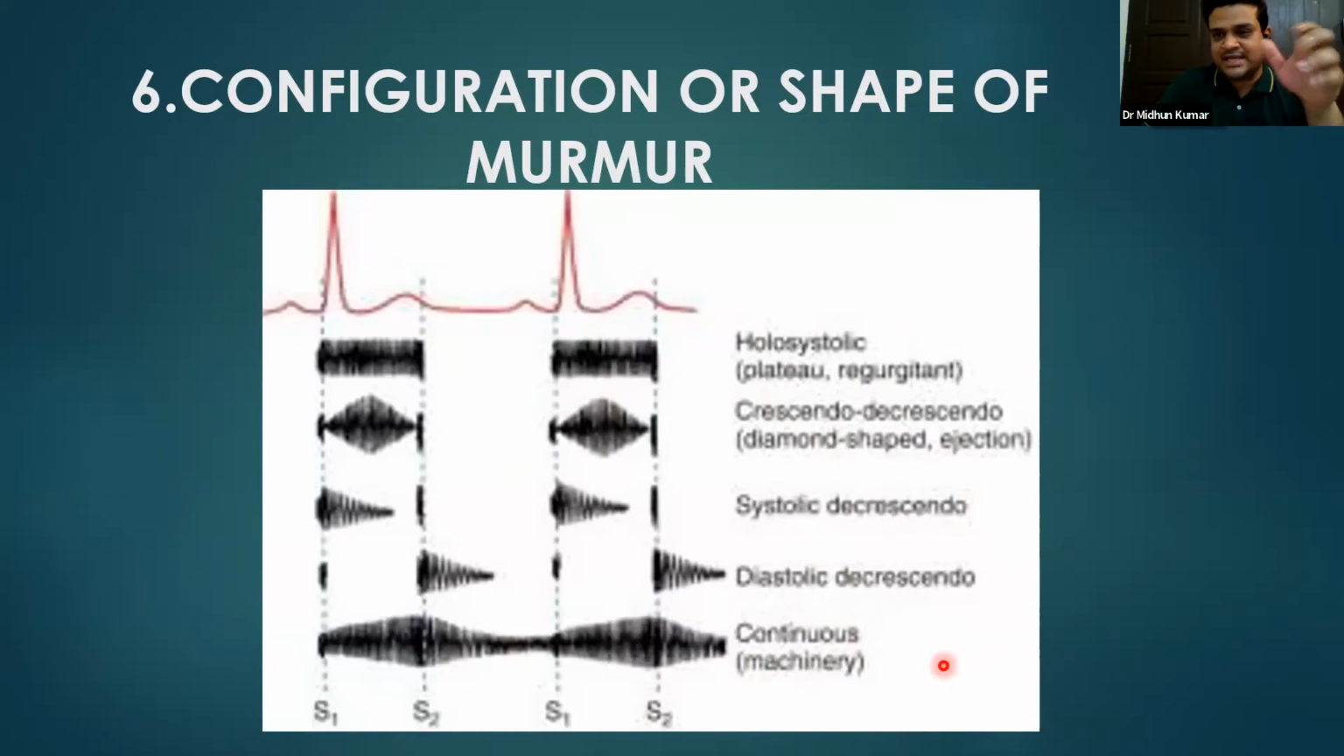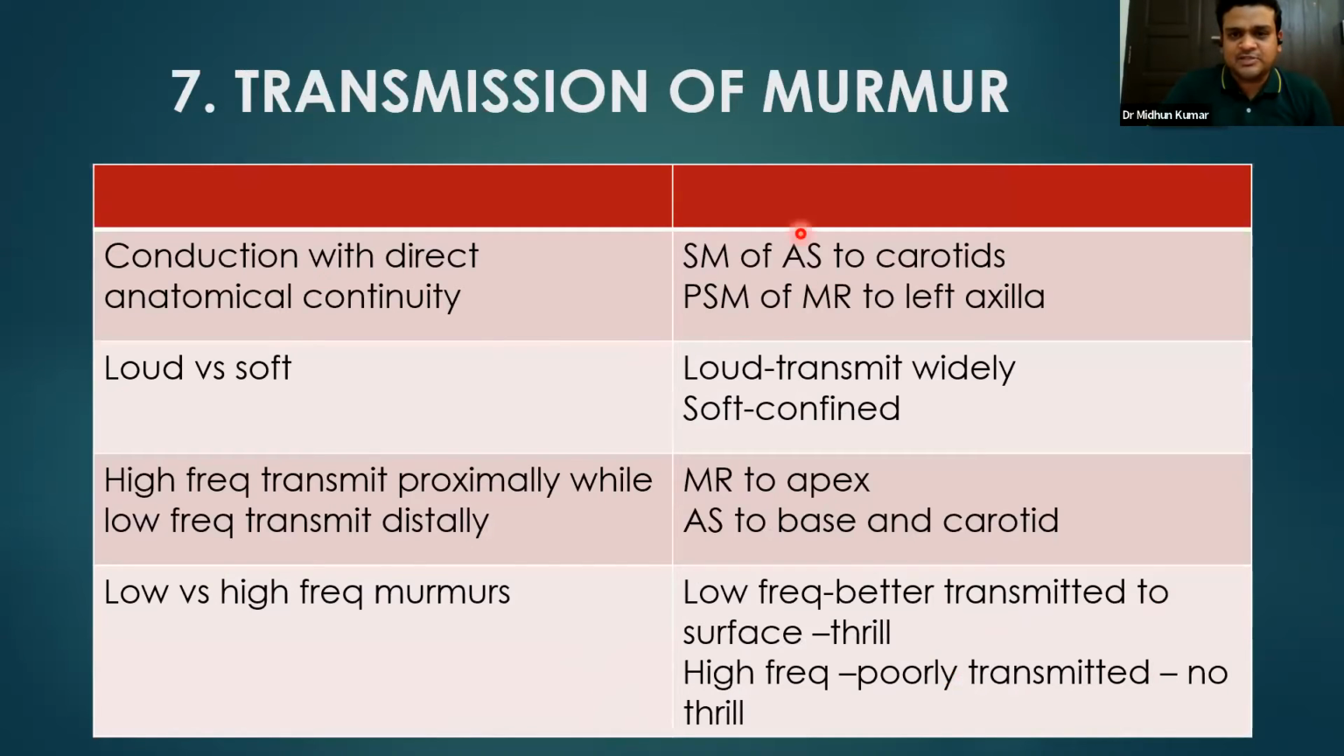So based on configuration, you can see how the hemodynamics varies depending upon the various alterations in the cardiac cycle. And then coming to transmission of murmur. Sometimes a murmur will be heard at one point, and the same murmur can be conducted or transmitted to other points. By conduction, we mean direct anatomical conductivity. For example, a murmur of aortic stenosis can be conducted to the carotid. A murmur of mitral regurgitation can be conducted to the axilla because of the close, continuous anatomical proximity.